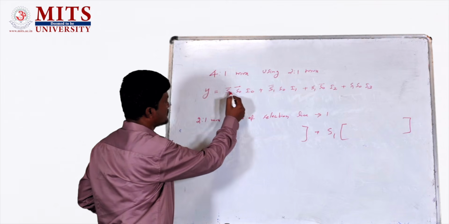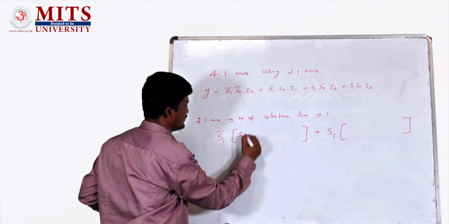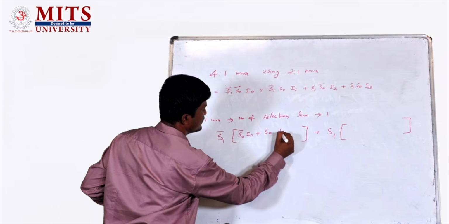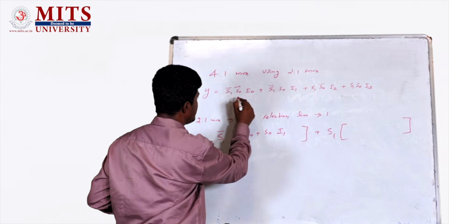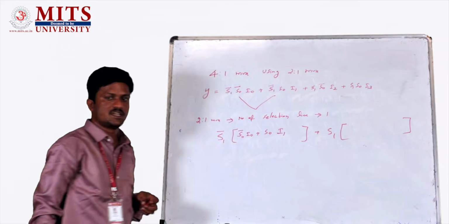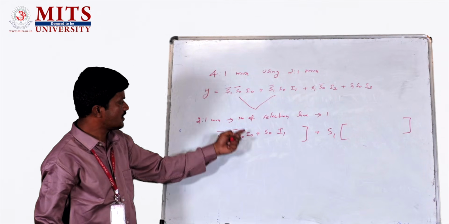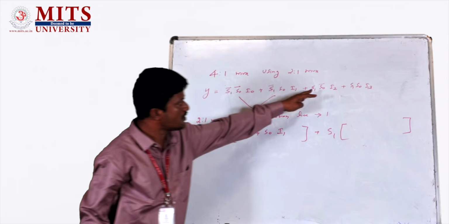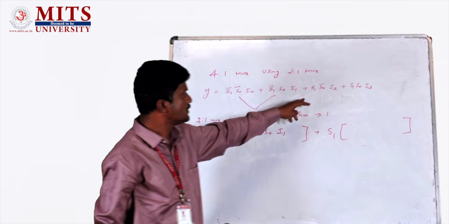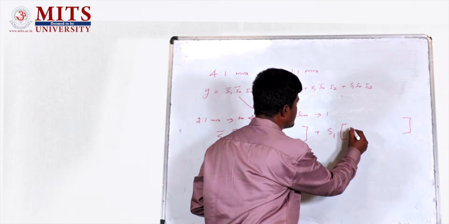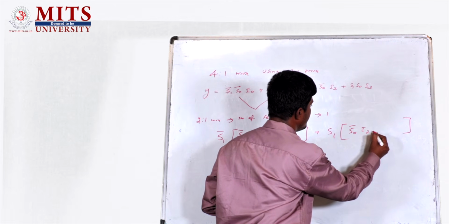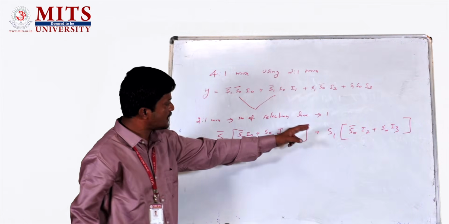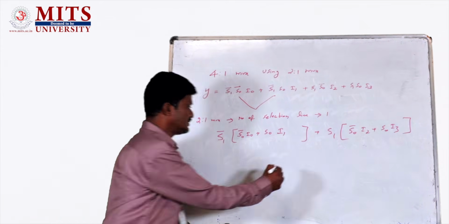So now if you take S1 bar outside, then S0 bar I0 plus S0 I1. So these two terms, the common variable is S1 bar, then the remaining is S0 bar I0 plus S0 I1. Similarly for the third and fourth term, the common variable is S1. So the remaining terms are S0 bar I2 plus S0 I3. So the variable you are expanding will be the outer one.